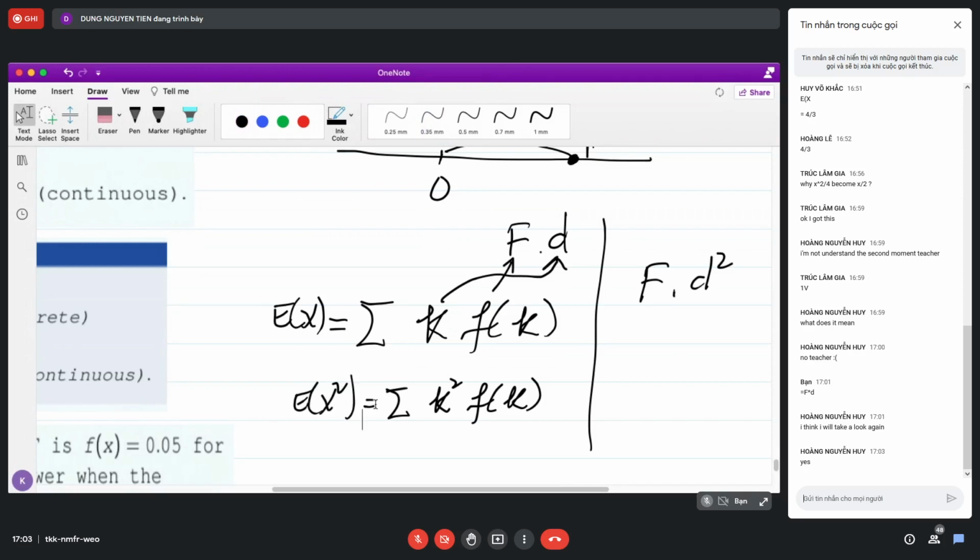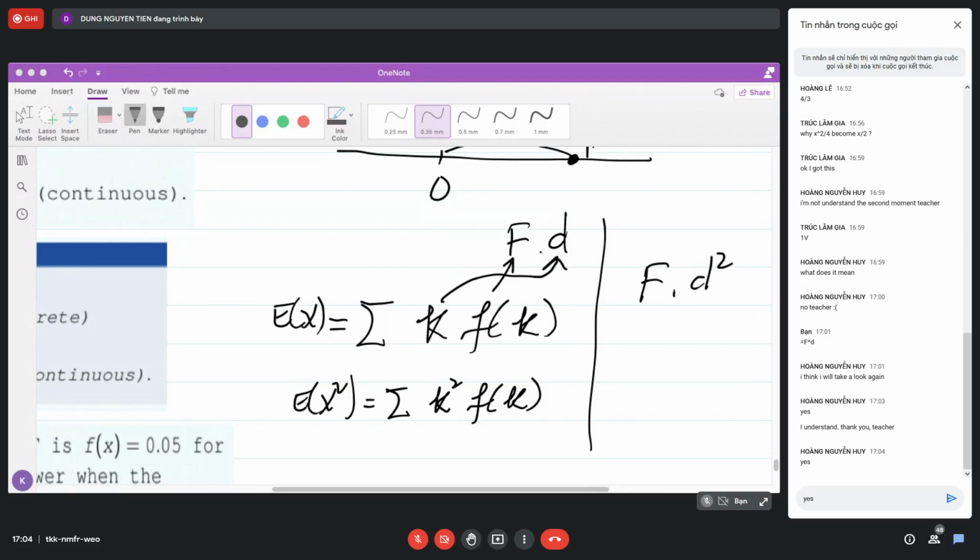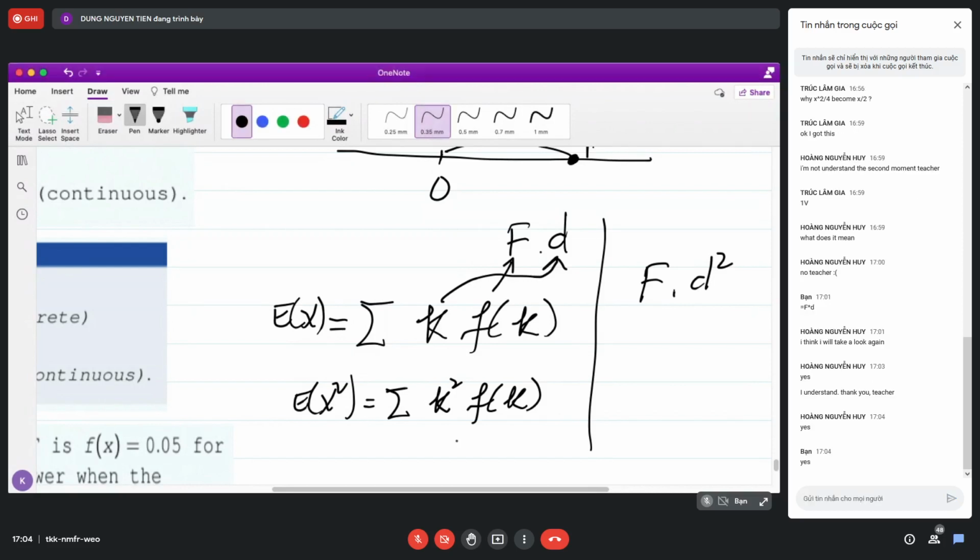So if x is a random variable, then x squared is also a random variable, right? You cannot predict the value of x squared, and you want to find the mean value of x squared. Then it is simply the sum of k squared times f of k. Do you understand that? Is it okay, everyone? All clear.